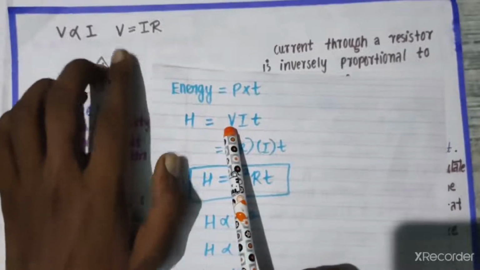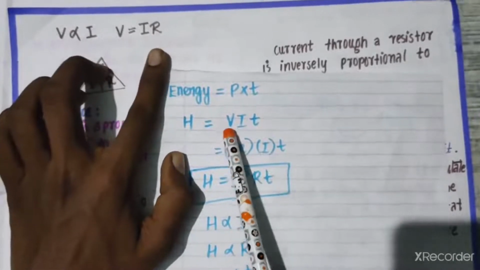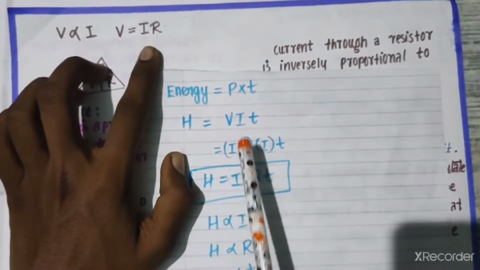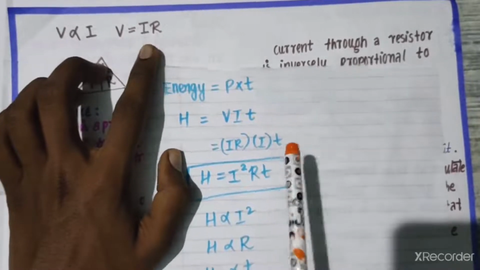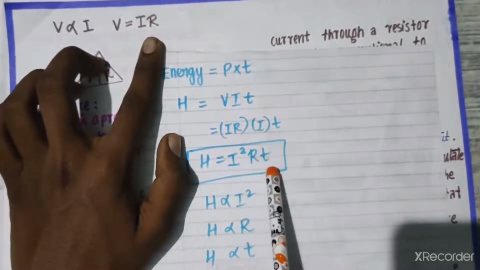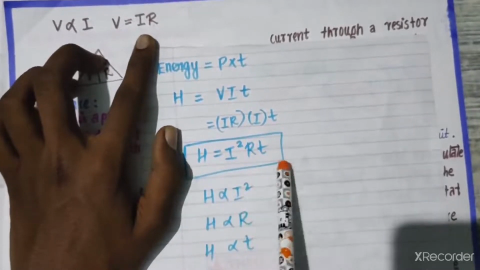Now from Ohm's law we know V is equal to I into R. So substitute the value of V here, that is I into R. Keep I as it is, and time as it is. Now multiply: I into I is I square, R, T. So H is equal to I square RT.